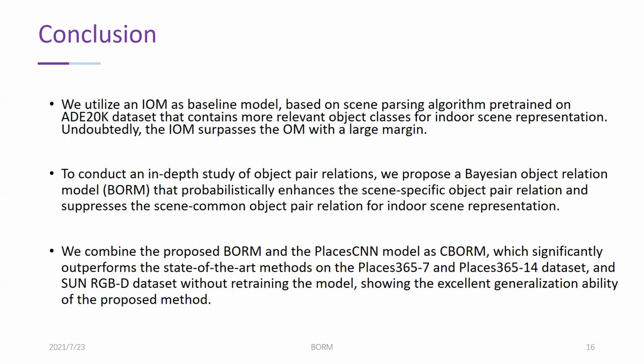To conduct an in-depth study of object pair relations, we propose a Bayesian object relation model, BORM, that probabilistically enhances the scene-specific object pair relation and suppresses the scene-common object pair relation for indoor scene representation. We combine the proposed BORM and the Places CNN model as BORM, which significantly outperforms the state-of-the-art methods on the Places 365-7 and Places 365-14 dataset, and Sun RGBD dataset without retraining the model, showing the excellent generalization ability of the proposed method.